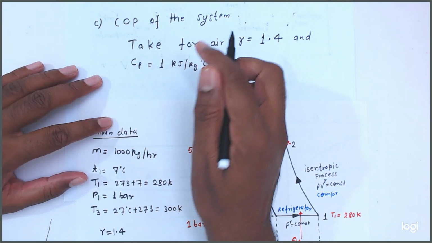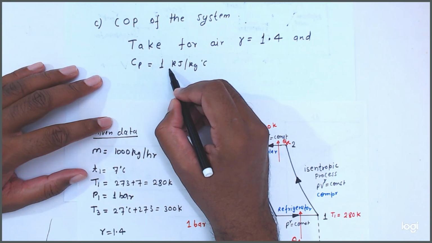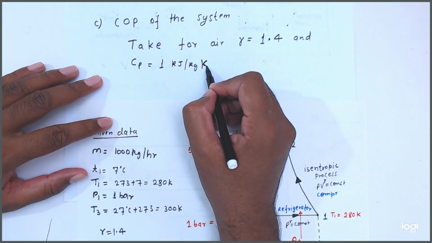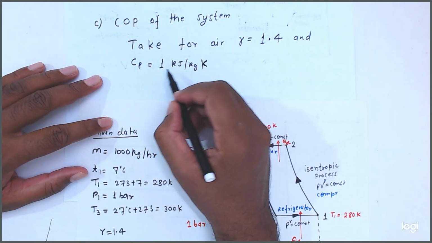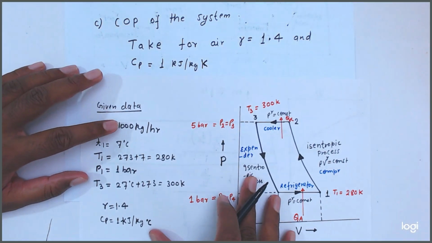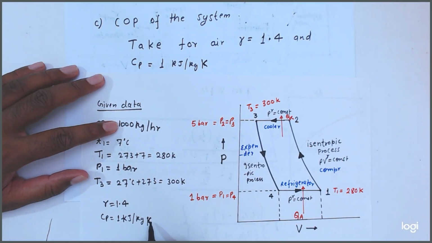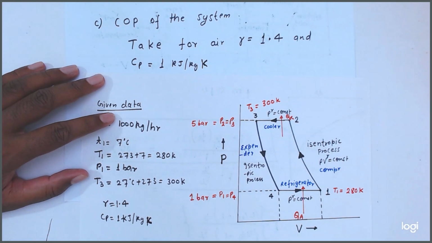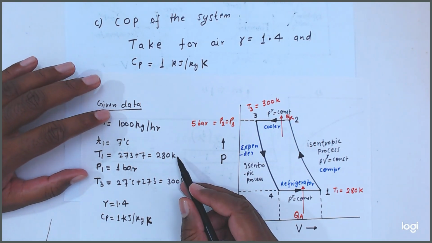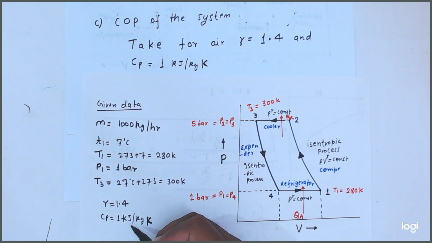Friends, here 1 kilojoule per kg, it should be in Kelvin. Don't be confused, it should be in Kelvin. So here also we will take Kelvin, because this temperature is in Kelvin, so this also will be in Kelvin.